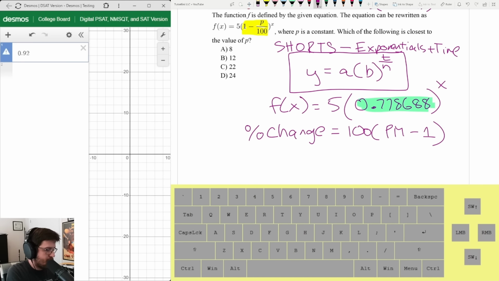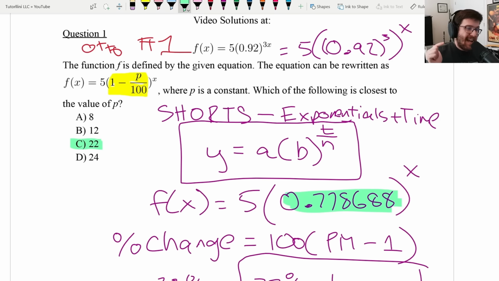Lots of stuff we need to know for this question. Y equals a times b to the t over n. How to go from the multiplier to the percent change. And we needed to know our rules of exponents, how to do rules of exponents in reverse, which is really, really tricky. Really, really tricky. Let's move on to question number 2.